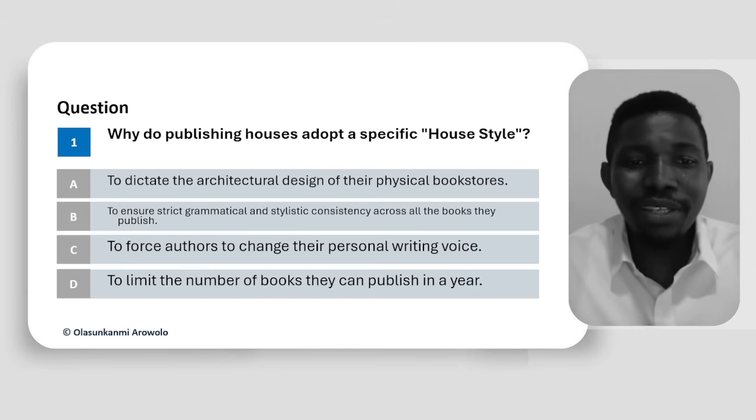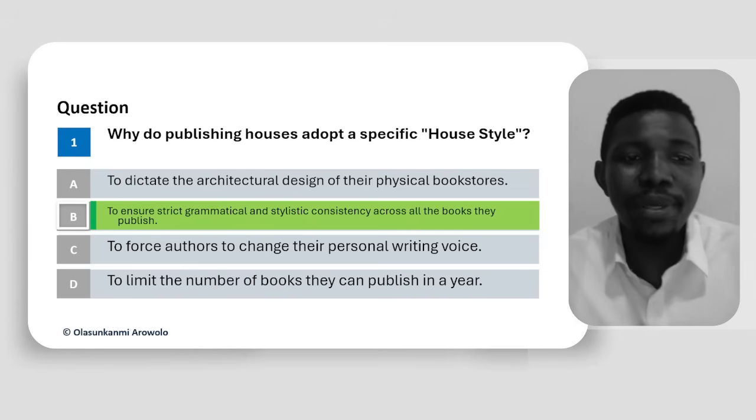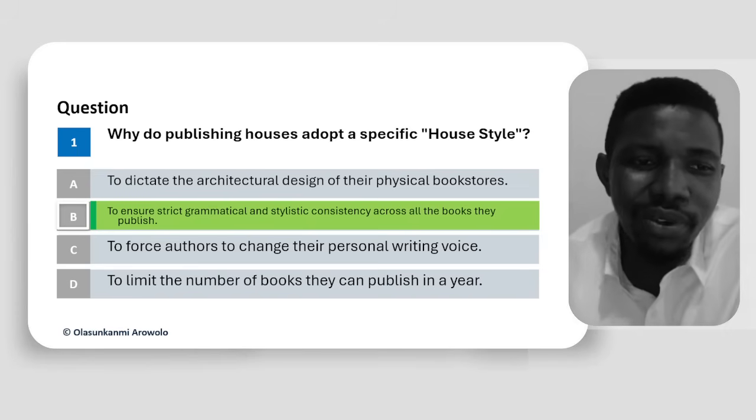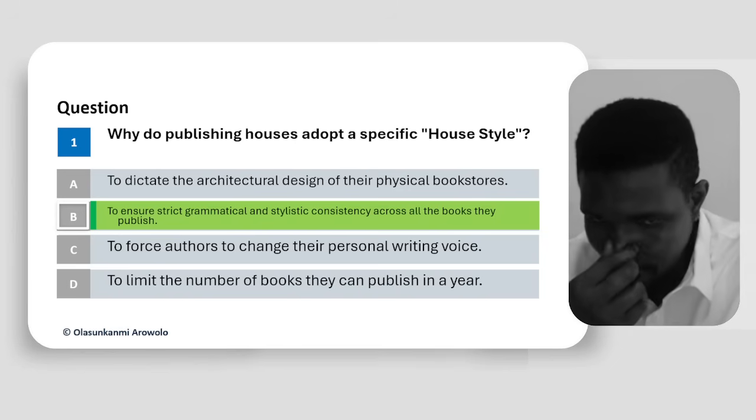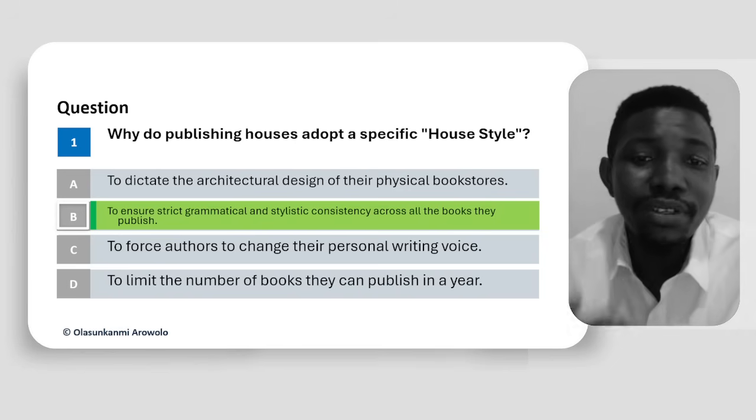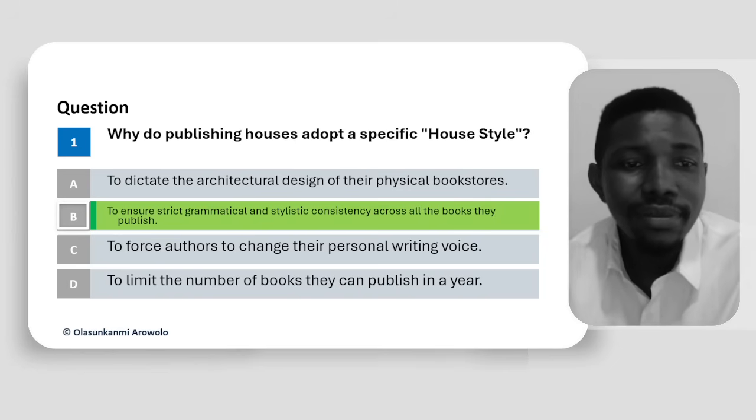Your guess will be as good as mine. It will be B, which is to ensure strict grammatical and stylistic consistency across all the books they publish. This is very important to ensure that there is a standard.